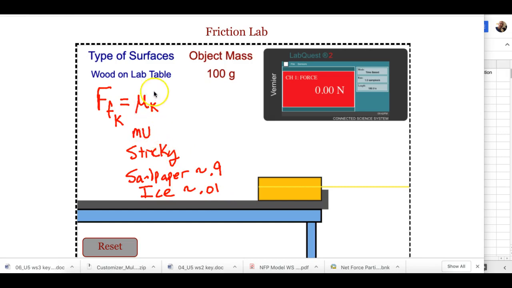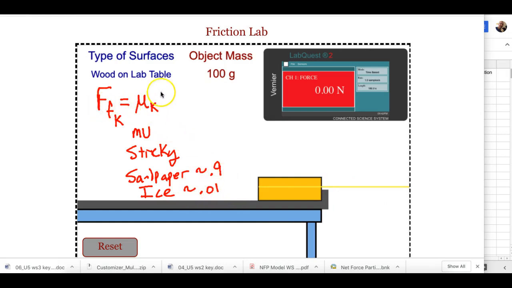If I have a coefficient of friction of 0.9, then when I drag something to the right, it's kind of hard to do, and it's got a lot of friction. So my force of friction would be really high. On the other hand, if I'm pulling this across ice, it's going to have a very low value.